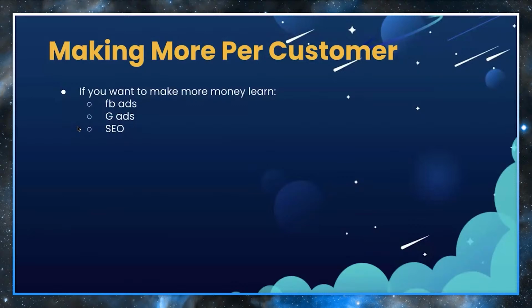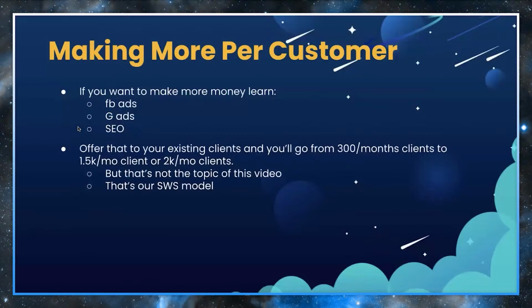And again, these are your clients. You can just call them, right? Just call them. Just shoot them a text. Hey, let's jump on a quick call. Let me know when you're free. Offer that to your existing clients. You'll go from $300 a month clients to $1,500 or $2,000 per month clients.